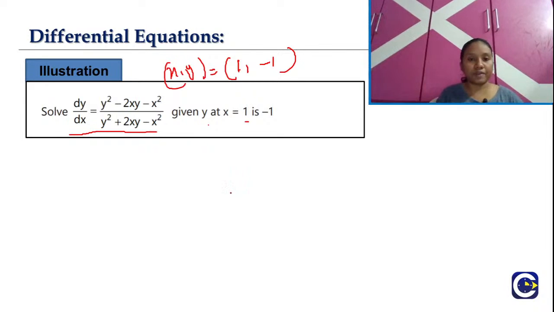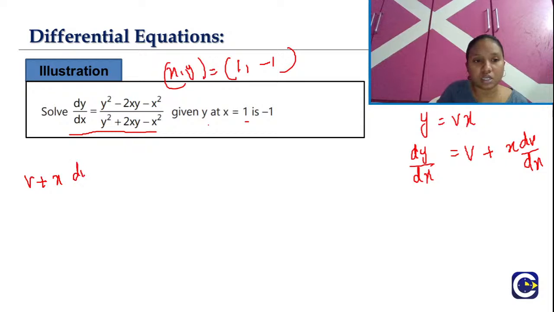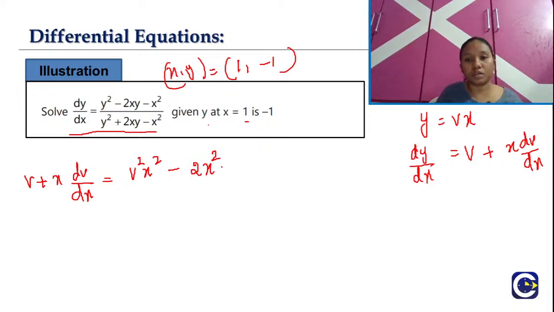So let's just try and simplify it. From here we can directly identify it's homogeneous. So let's substitute y equal to vx, and further, dy by dx will be equal to v plus x dv by dx. So in place of dy by dx, it will be v plus x dv by dx, which is equal to, in place of y square, v square x square, minus 2x times x v, because in place of y we substitute vx. So minus x square stays as it is.